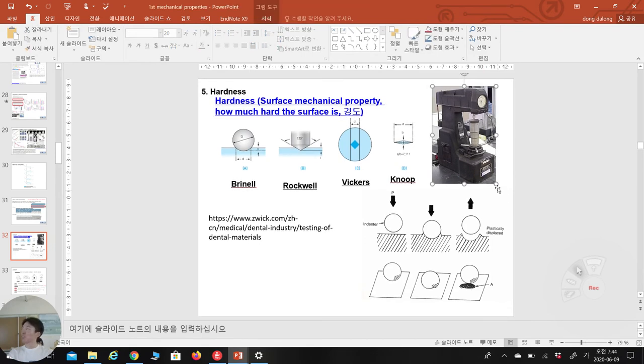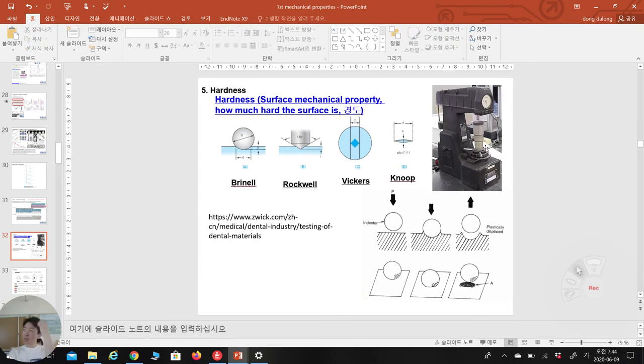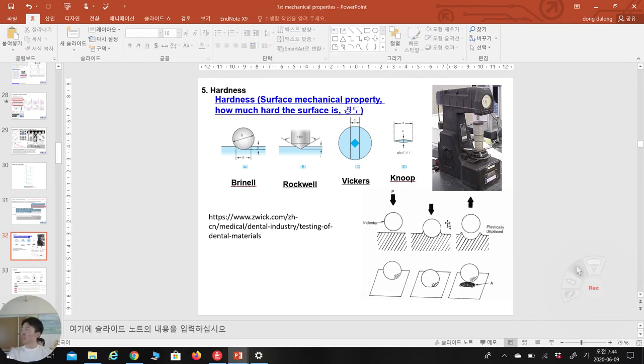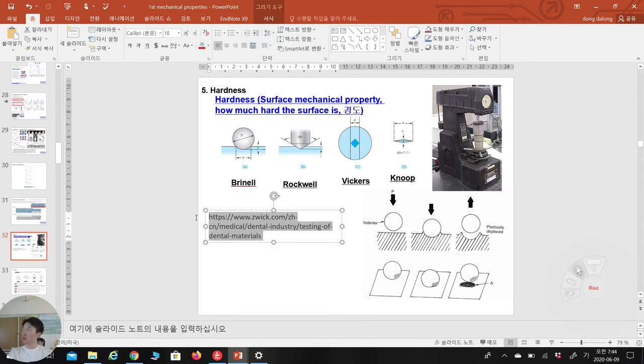That is why for measuring hardness, we use diamond. This is a hardness measuring machine, which is located on the fourth floor of this building. Depending on their diamond type, spherical, rectangular, and this shape, they are named. This is the Brinell hardness machine, Rockwell, Vickers, and Knoop hardness machine. Their mechanism: the diamond indenter is pushed on the surface, makes a scratch, and then is pulled out. Depending on how much length or height was made by the diamond, you can measure the strength of this surface. Okay? So I will show you one example.